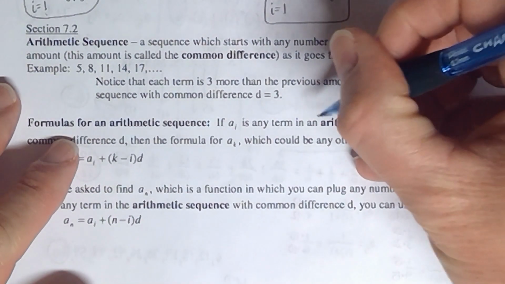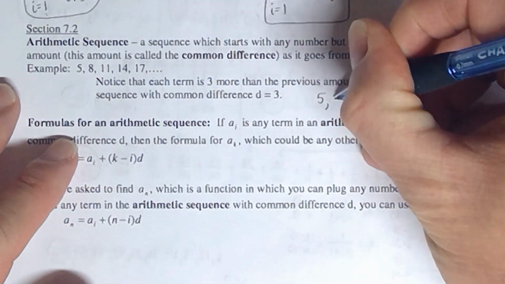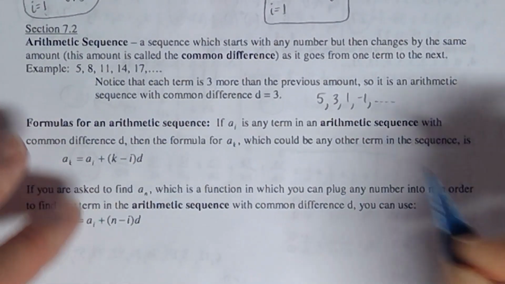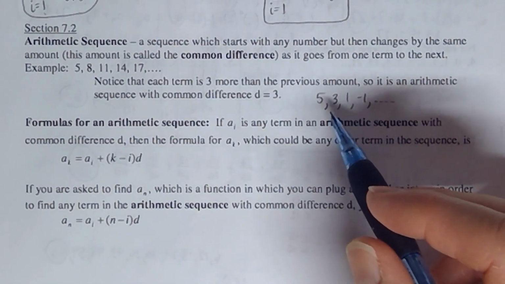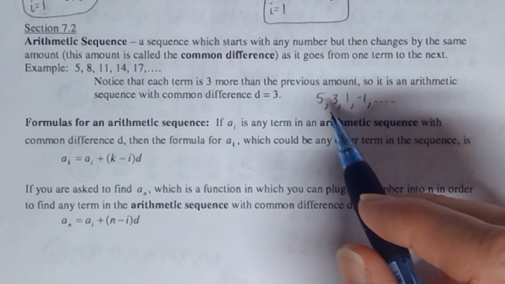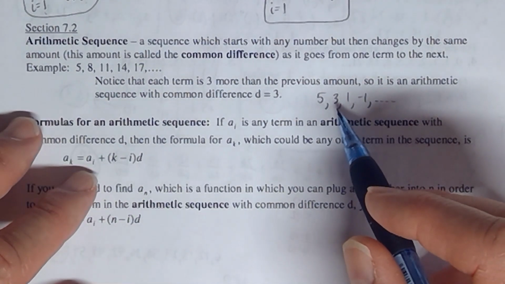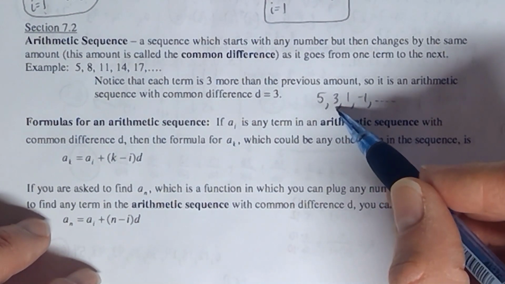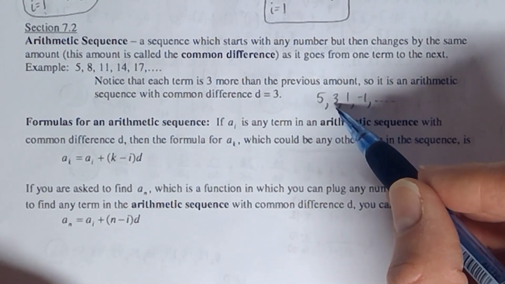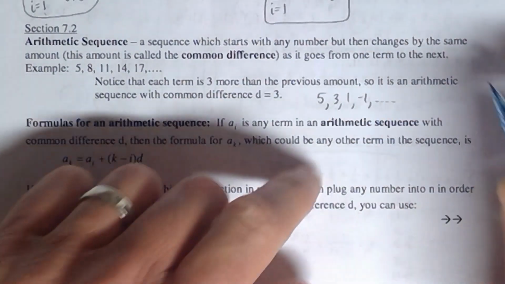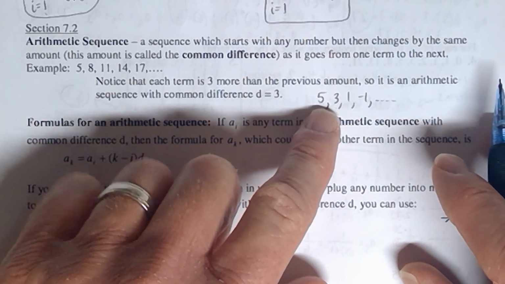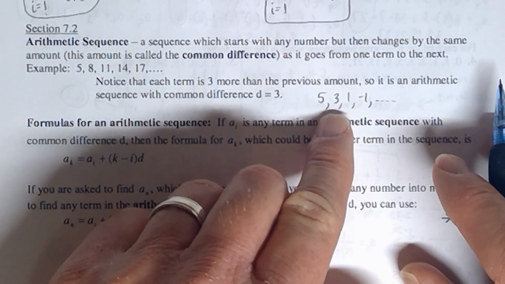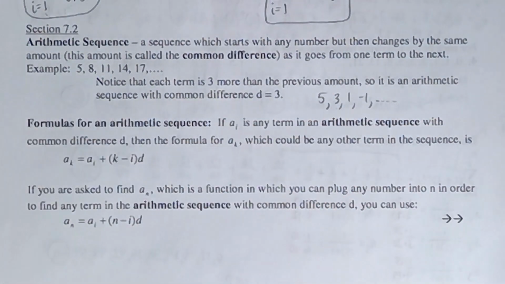And what if we had something like this? So let me just give you another example here. 5, 3, 1, -1, and so on. Okay, this also qualifies because even though the numbers are getting smaller, you're adding -2. Same thing as subtracting 2. Remember, when you subtract a positive number, like subtracting 2 right here, it's the same thing as adding -2. So isn't it true that we're subtracting 2 to get from one term to the next here? Okay, 5 minus 2 is 3, 3 minus 2 is 1, and then so on.